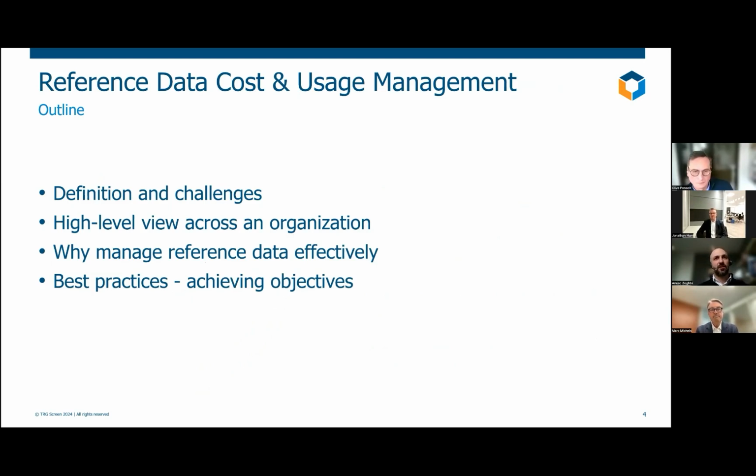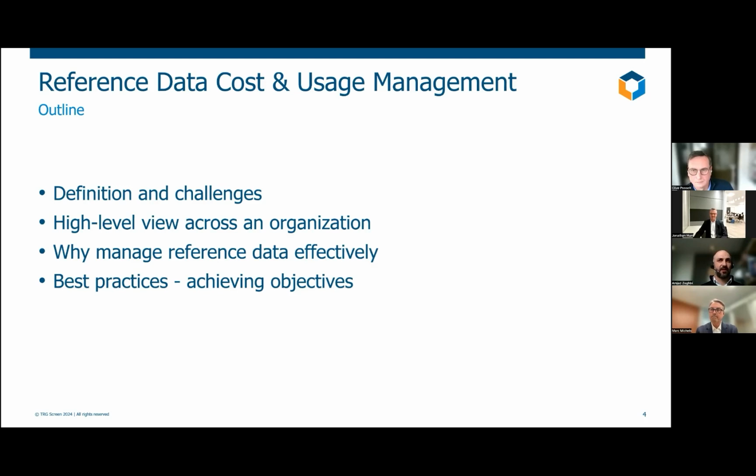I'll first start by defining what we mean by reference data, just a contextualization here, and what are the general pain points we see for reference data management. I'll then take a simple view of an organization and go through the practical aspects of how different teams deal with reference data, and what ultimately are the consequences of poor reference data management.